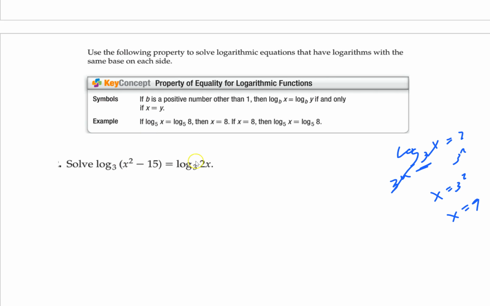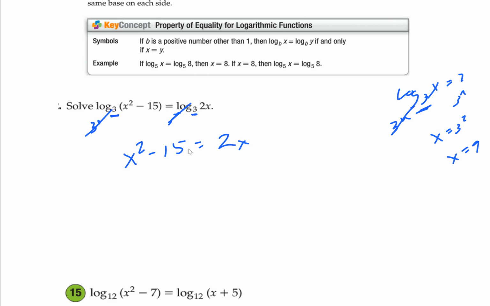Well, 2 logs, how does this work? Well, the same idea. What's the base? 3. Take it to both sides. These cancel, and you get x squared minus 15 equals 2x. Notice again, it only works when logs have the same base. You can't do it by hand if the logs are different bases, at least with stuff we learned so far.